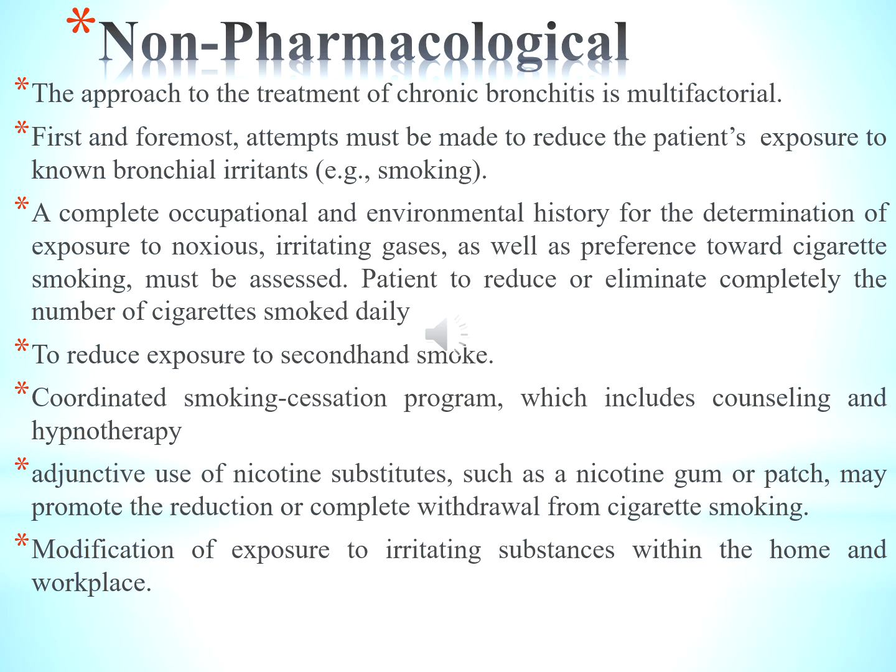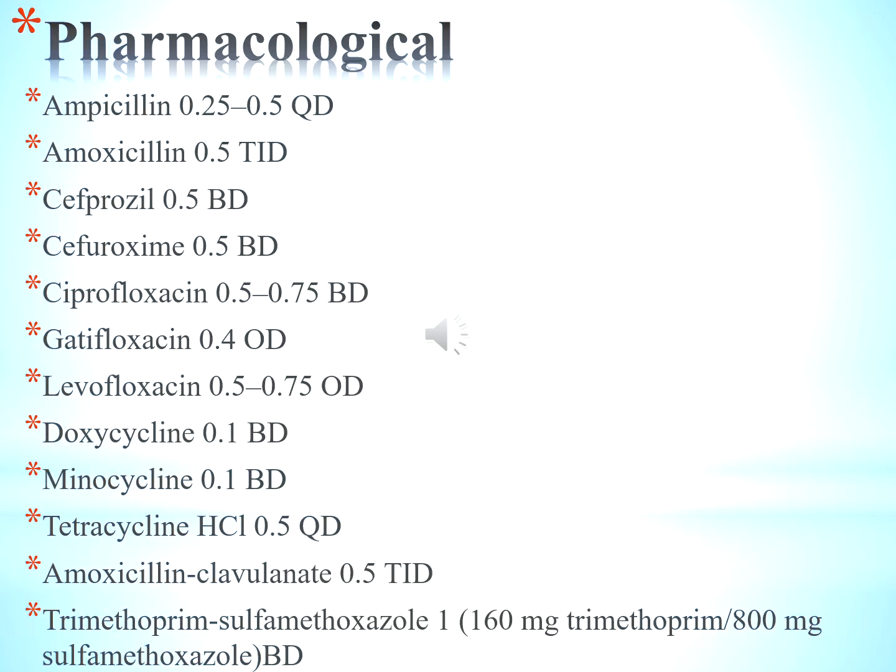These are the major non-pharmacological approaches towards chronic bronchitis. The treatment options of this chronic bronchitis are ampicillin 0.25 to 0.5 QID. Then amoxicillin should be given TID 0.5. Then cefuroxime 0.5 BD. Then ciprofloxacin, gatifloxacin, levofloxacin, doxycycline, minocycline, tetracycline are some of the treatment options.